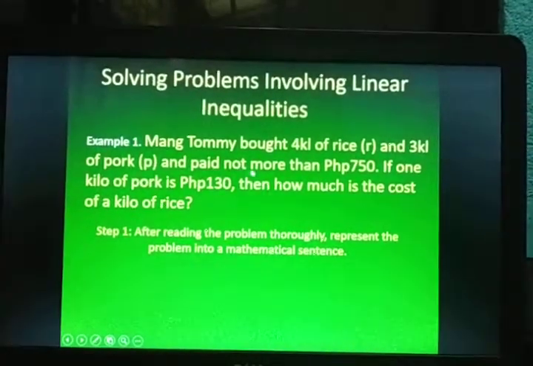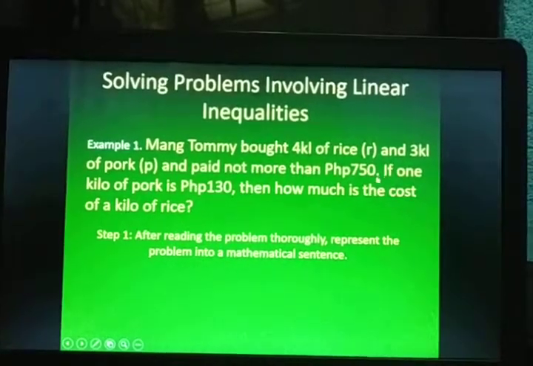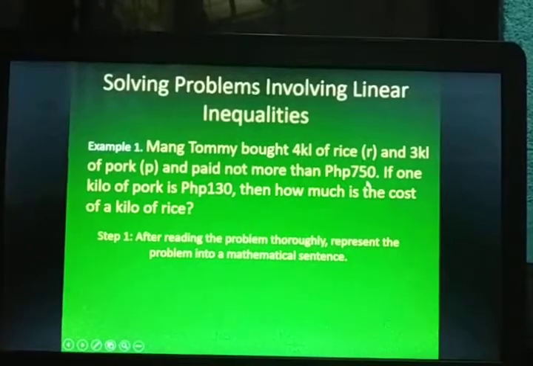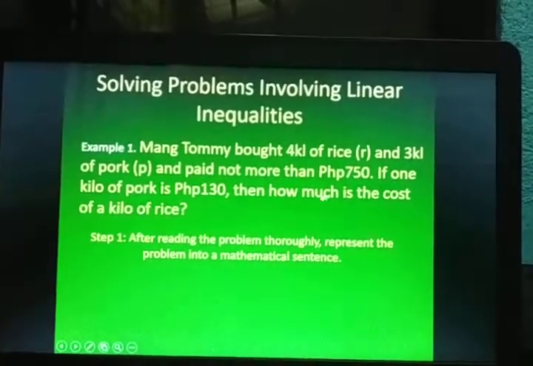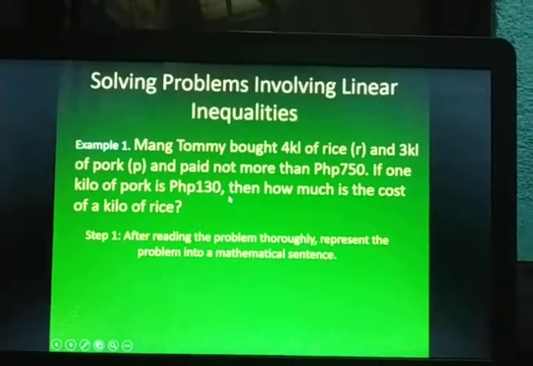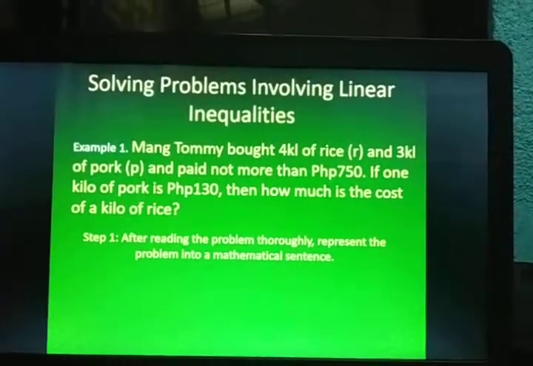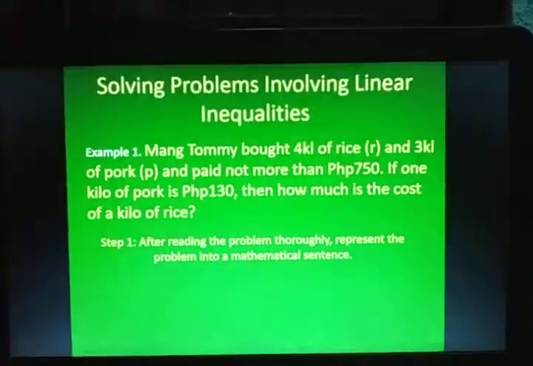We know that R stands for rice and P for pork. Okay, there is a clue of a linear inequality: not more than 750. So the highest amount is 750. Okay, and then, the given: 1 kilo of pork is 130. We know that 1 kilo of pork is 130. And we are to find out the cost of a kilo of rice. Rice is the unknown, the cost of rice.